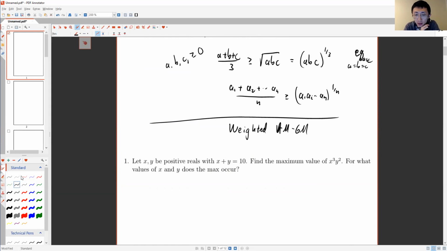Here it says the sum of x and y is 10, and I want to max x cubed y squared. Unfortunately, it doesn't say max xy, or else we could use the AM-GM inequality directly like we did last time. So how could we maybe deal with the unequal exponents? Anyone have any thoughts? And again, feel free to whisper directly to me in the Zoom chat.